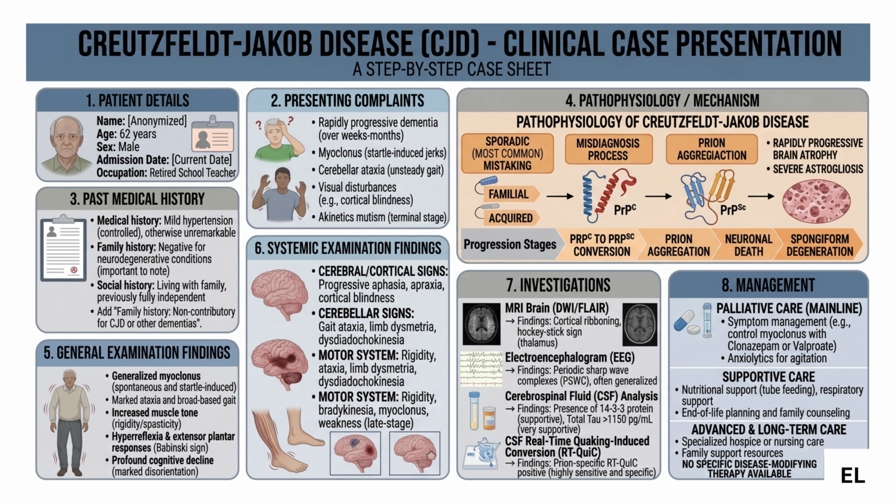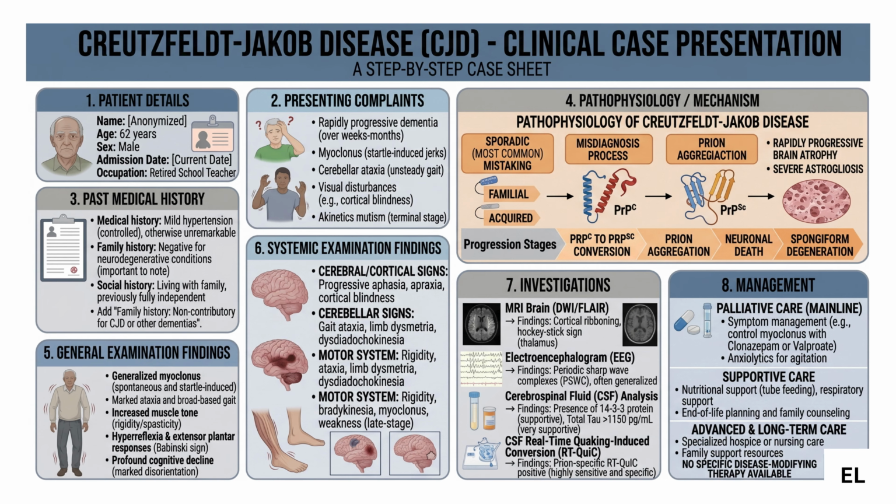A newer and highly specific test is RT-QuIC, which stands for real-time quaking-induced conversion. This test detects abnormal prion proteins with high sensitivity and specificity. Together, MRI findings, EEG patterns, cerebrospinal fluid markers, and clinical symptoms help confirm the diagnosis of Creutzfeldt-Jakob disease.